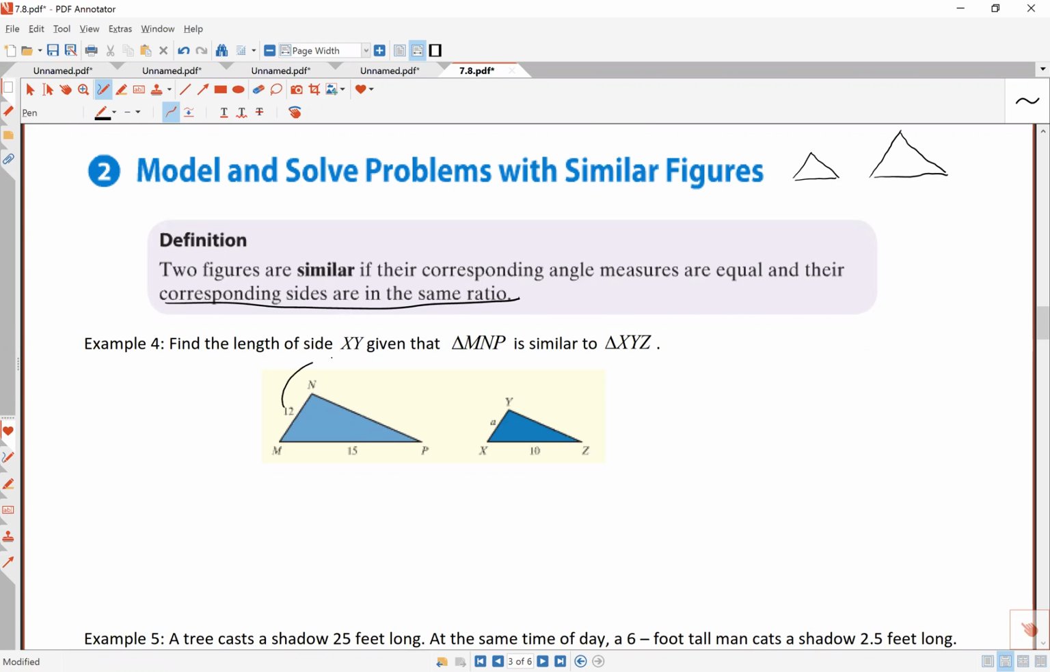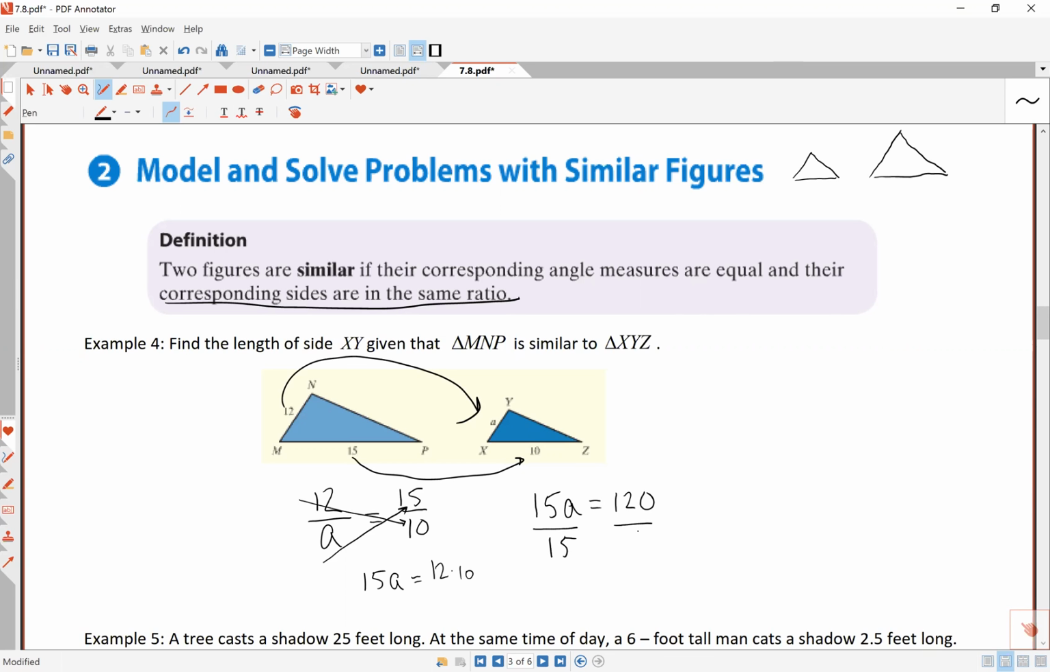So if we take the ratio of side length MN to side length XY, that ratio is 12 over A. We need to keep the same order and say that the side length MP to side length XZ is in proportion. Now we solve that proportion by taking the cross products. A times 15 equals 12 times 10. 15A equals 12 times 10, or 120.